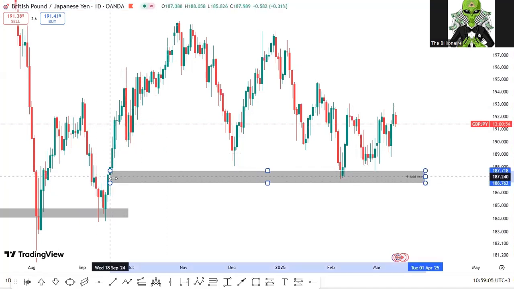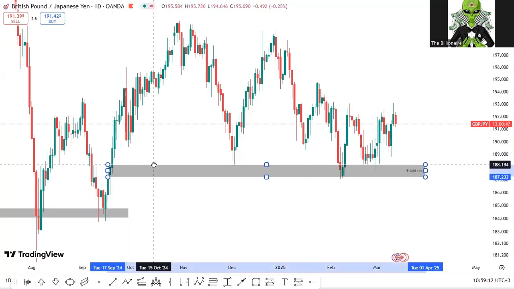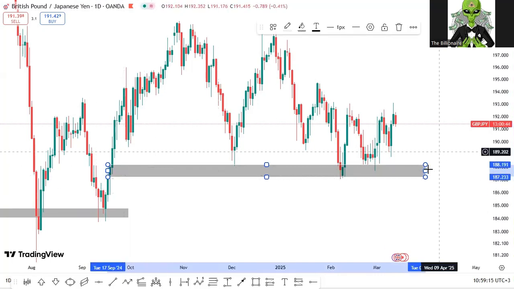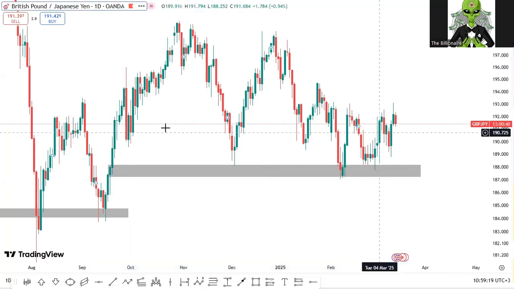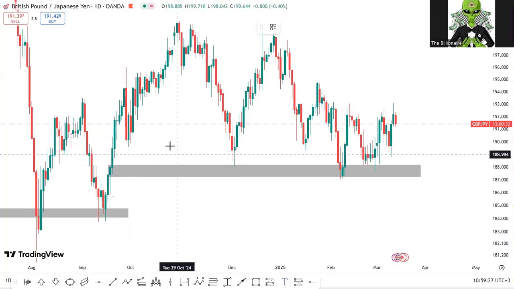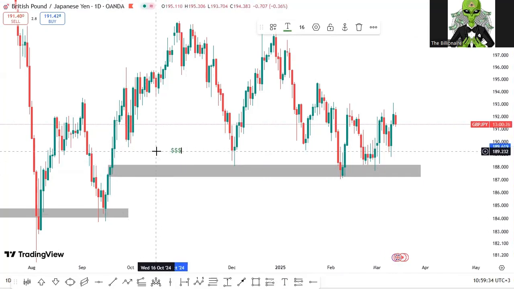If I adjust this, we can also see that price is also reacting from an order block, this one to be precise. Now, it's also safe to assume that price grabbed this liquidity here that was caused by this order block. So we have a level of liquidity that is right here.